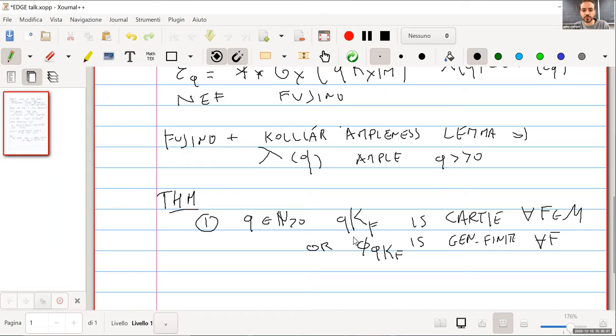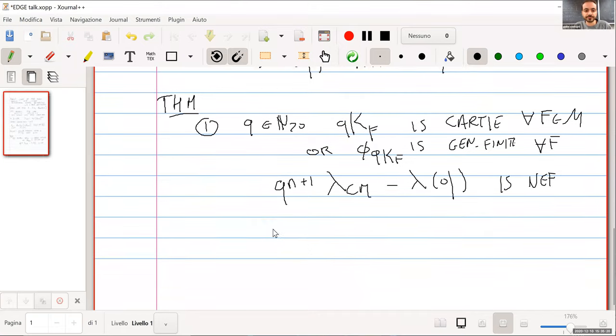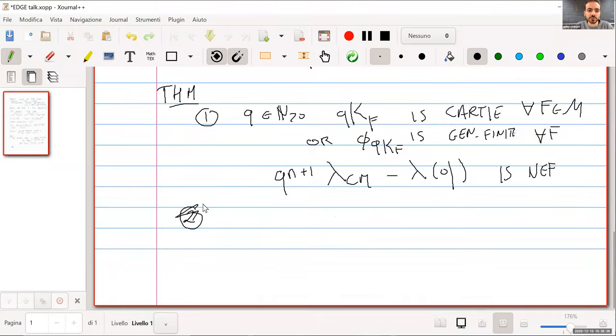Then if you have one of these two hypotheses, the result is that q to the power n plus one times lambda CM minus lambda_q is nef. So that's result number one. Result number two. I'll go to the next page for result number two.